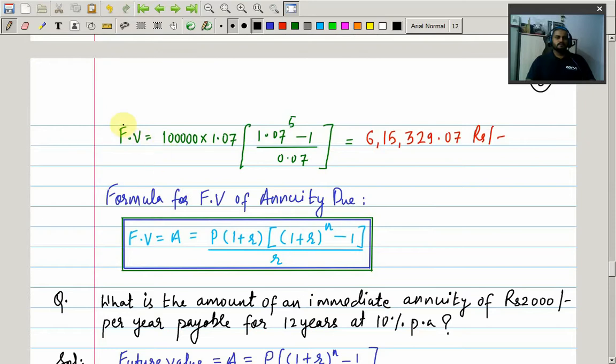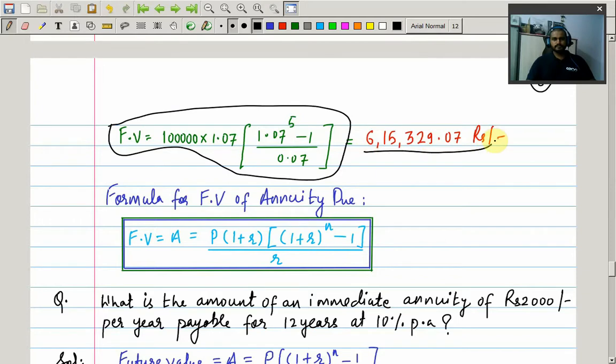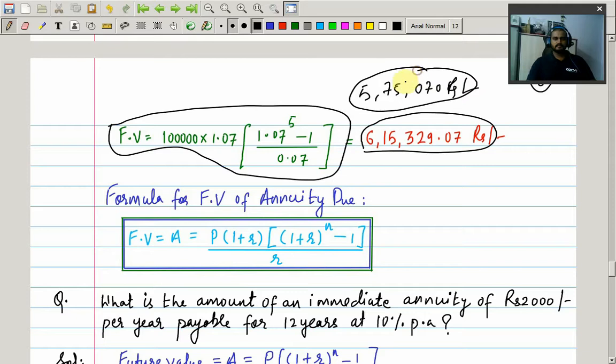So if you want, you can solve this annuity due question. You will receive 6 lakh rupees after 5 years. So there's a difference: 5 lakhs 75,000 and 70 rupees, I think. I don't remember. I think this is the correct amount in an immediate annuity. See the difference? Annuity due. So there's a big difference.